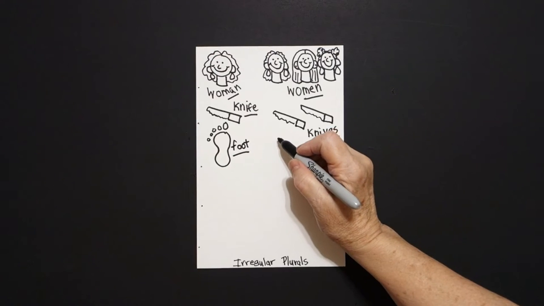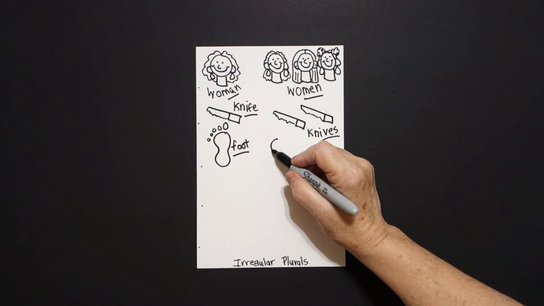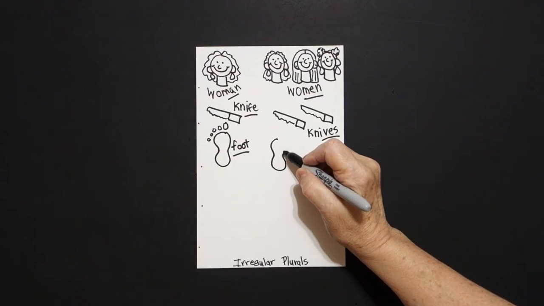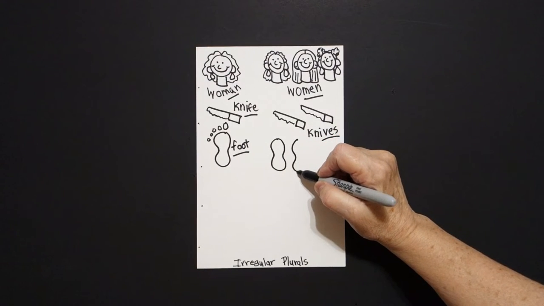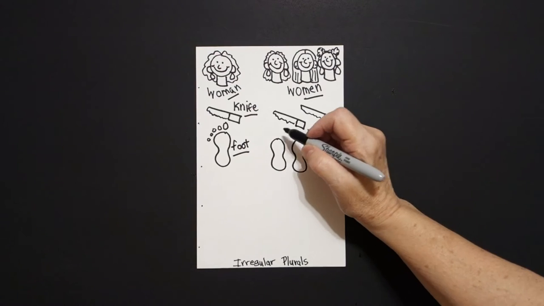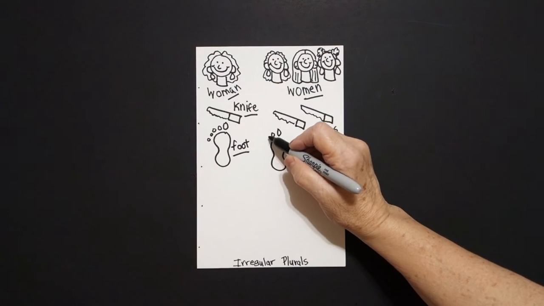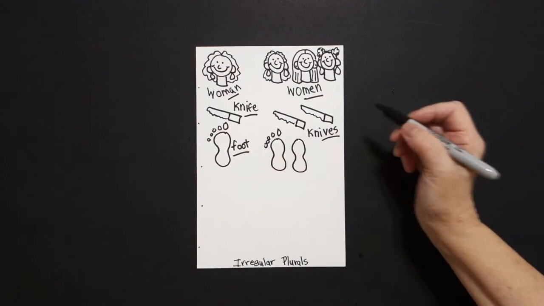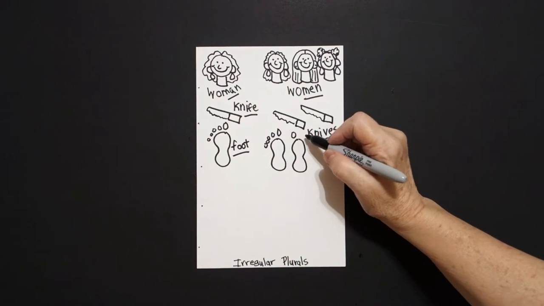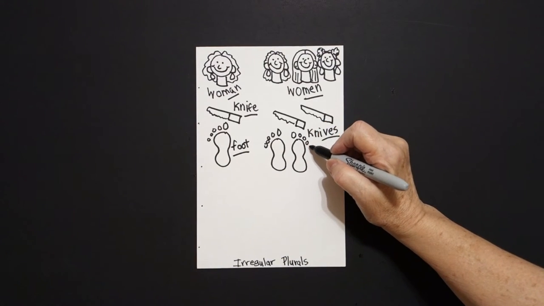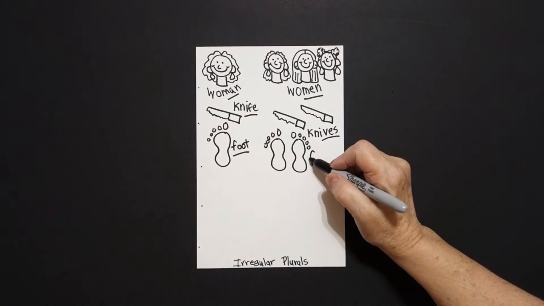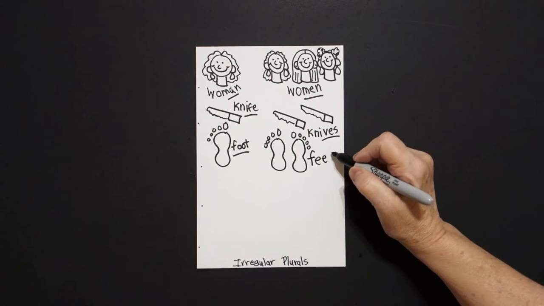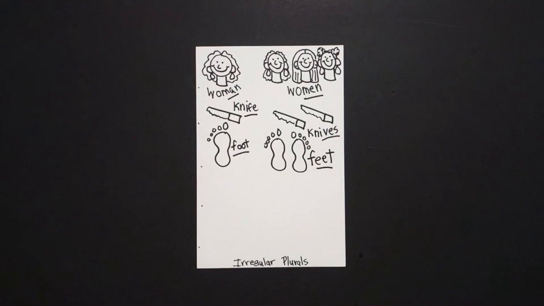Now come next to it, put a dot, curve line down, up, in, connect, put another dot, curve line down, up, in, connect. One, two, three, four, five. Now all of a sudden my foot, because I have two, become feet. Totally change the word, feet.